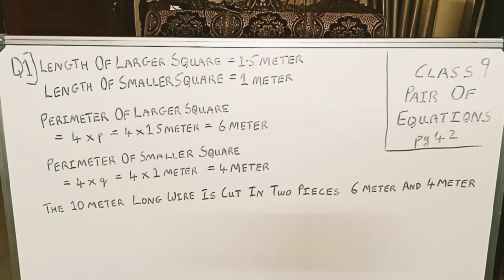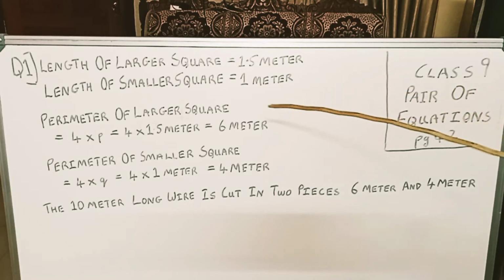This is the concluding part, and the length of the larger square, 1.5 meter, can be denoted as small p. The length of the smaller square we had got as 1 meter, and this is denoted as small q.